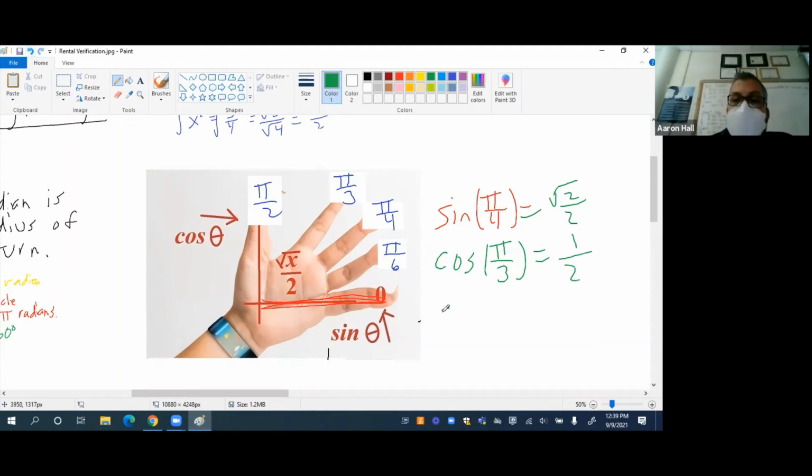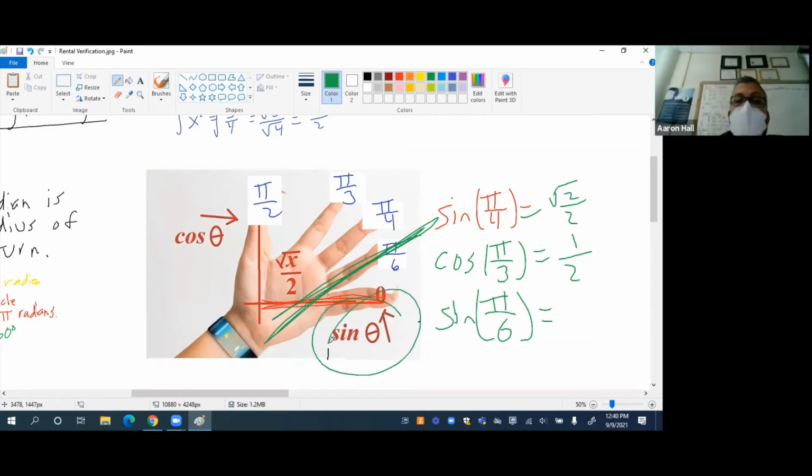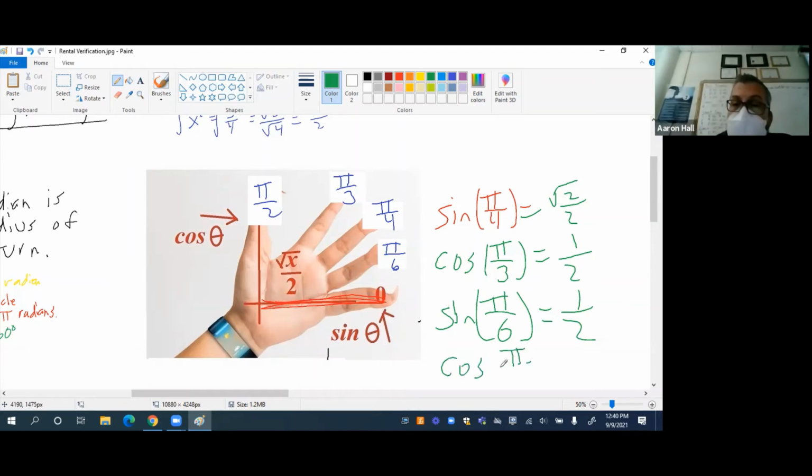What is sine of pi sixths? So we're going to put down what finger? We call it the ring finger. Put down the ring finger. How many fingers do you have up on the sine direction? 1. So I have the square root of 1, which is 1, over 2. So we have 1/2. So that becomes 1/2.